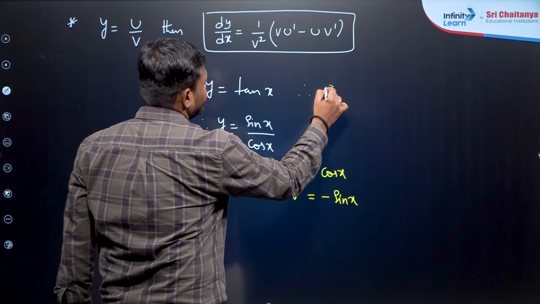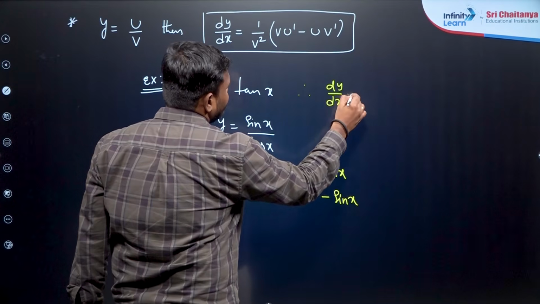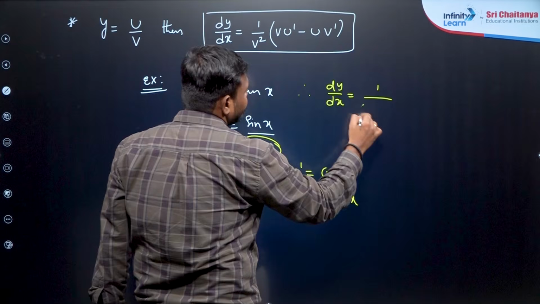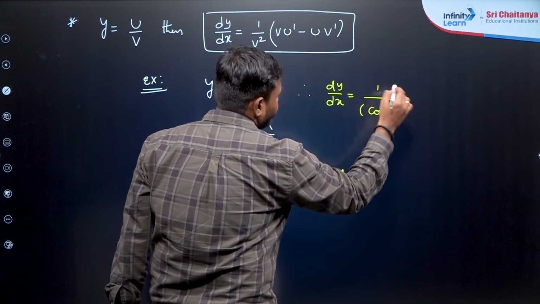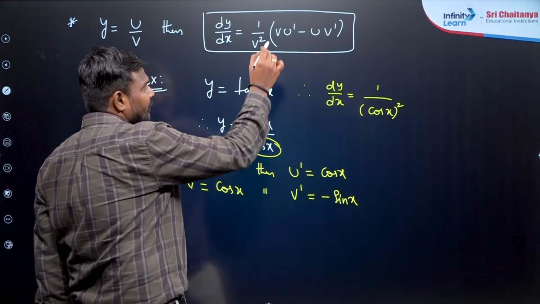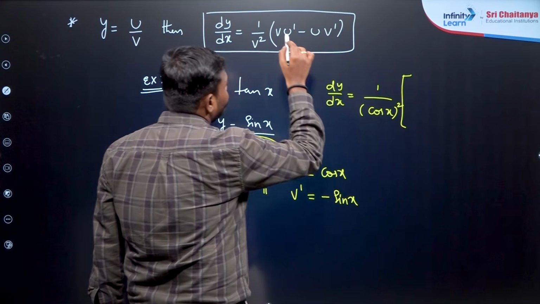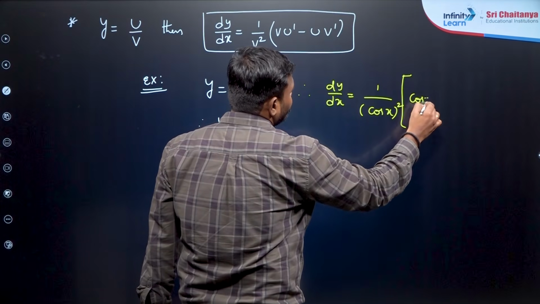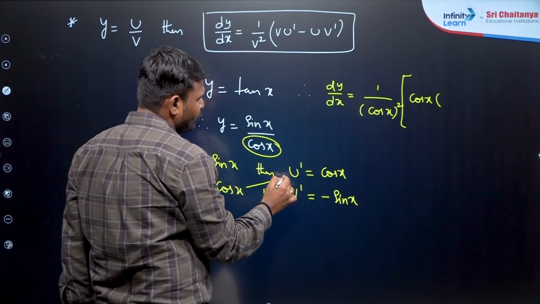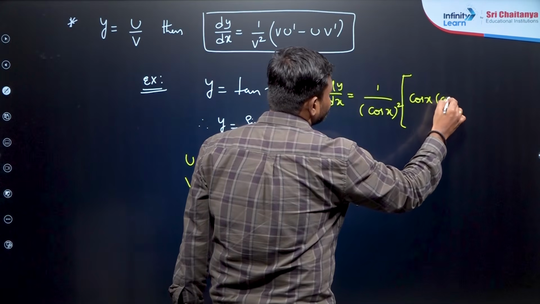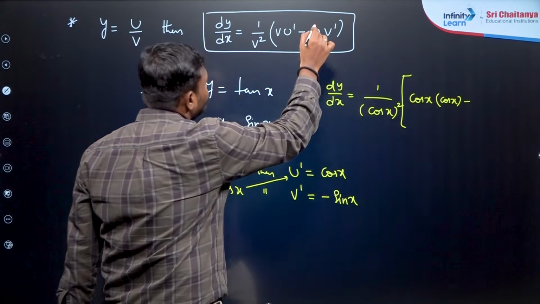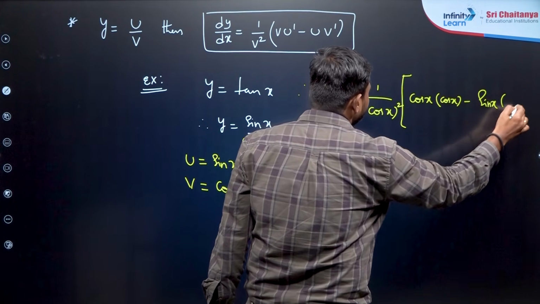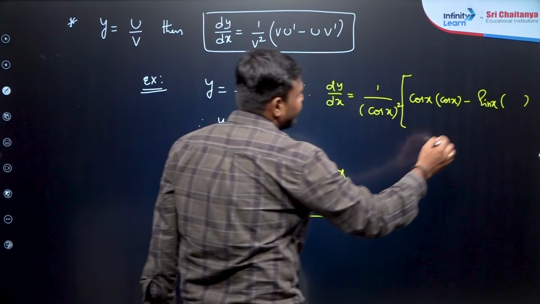Therefore, differentiation dy by dx is equal to 1 by square of denominator, so cos x whole square, into v u dash. What is v u dash? Cos x into derivative of numerator, that is again cos x, minus u v dash, numerator into derivative of denominator, which is sin x into the derivative of denominator, minus sin x.